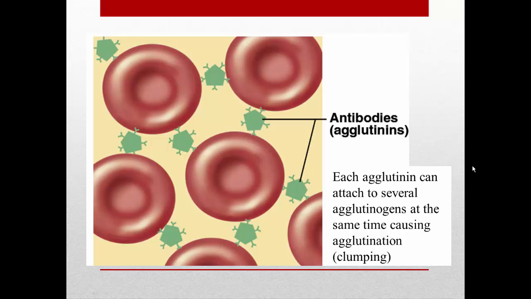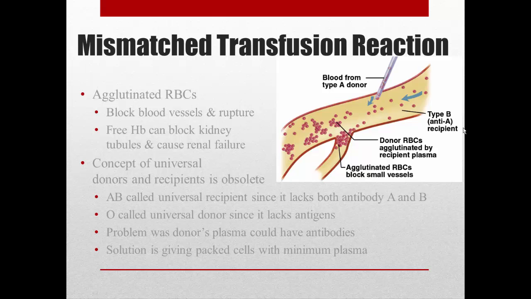Now, this is different than coagulation. When we looked at coagulation, that has to do with blood clotting. That's the fibrin network. Now, nothing going on here with fibrin or platelets. This is called agglutination, or clumping, where it's just the red blood cells that are clumping. Now, what's the problem with this?